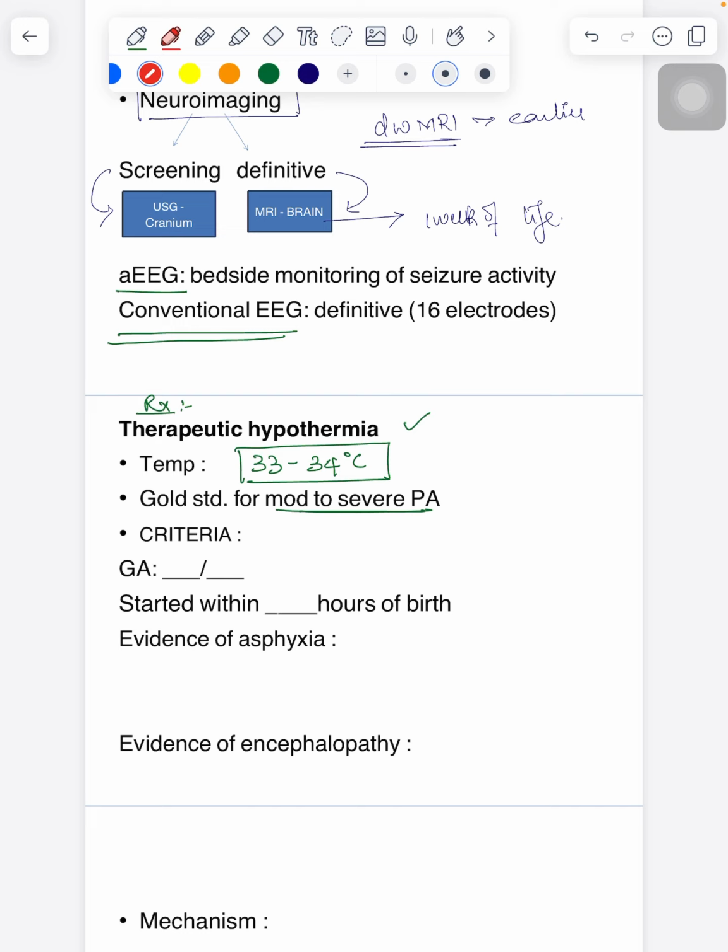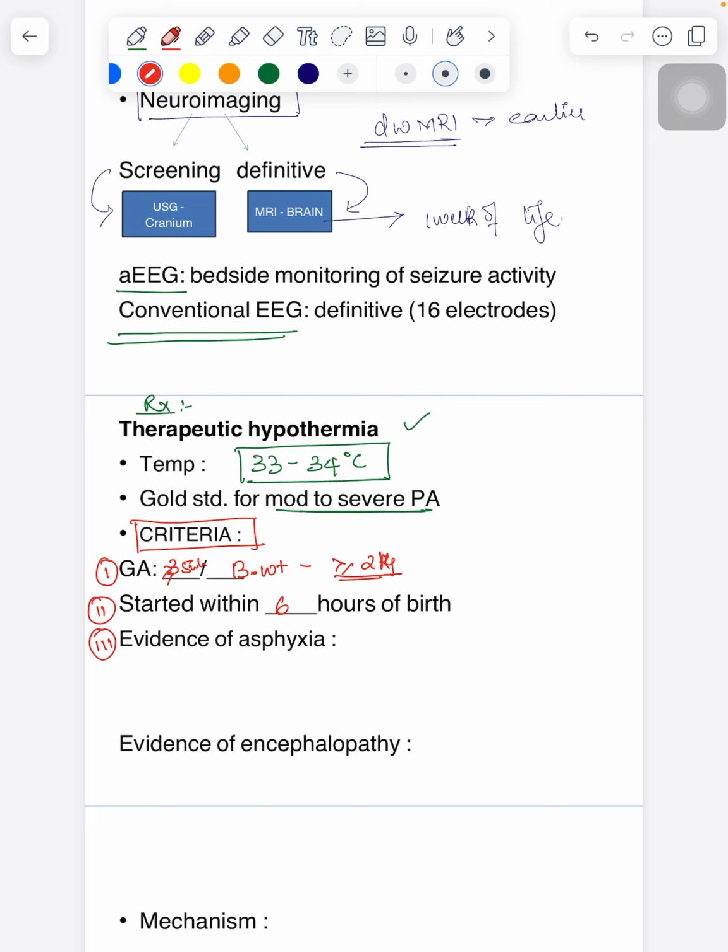In which child should this therapeutic hypothermia be instituted? You have a separate set of criteria for the child to be given therapeutic hypothermia. That is when the gestational age of the child is more than or equal to 35 weeks, or when the birth weight of the child is more than or equal to 2 kg. Second criterion, it should be started within 6 hours of birth.